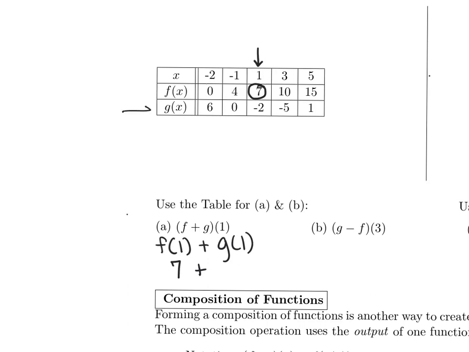Okay, so I go to the G row, and I go an input of 1, output would be -2. Then you add your results together, and you get an answer of 5.